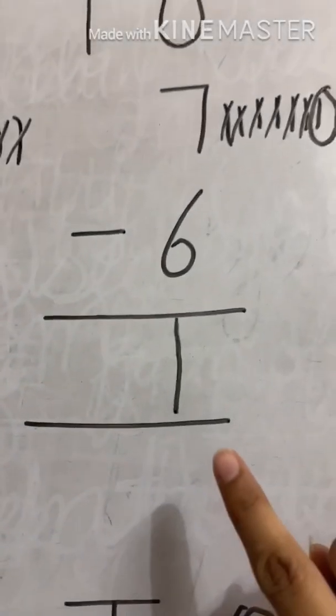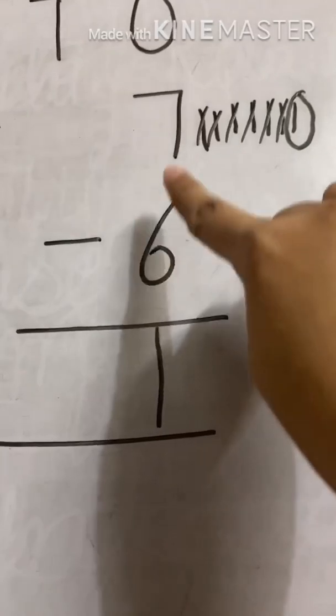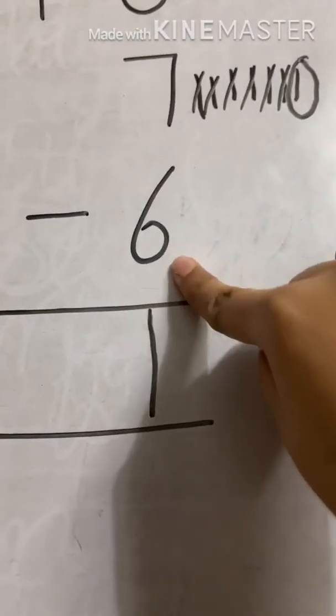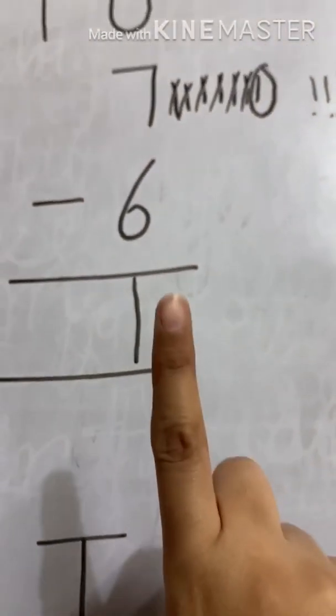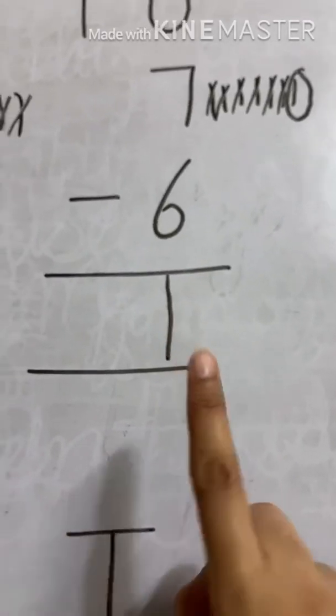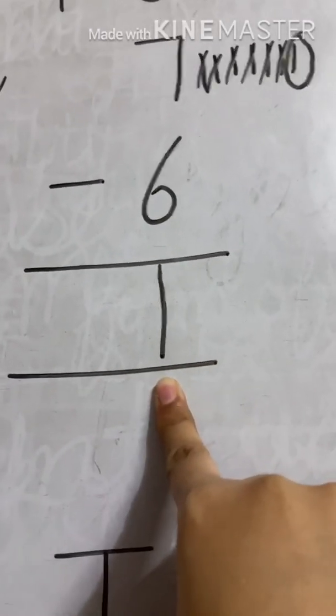Let's learn one more. If I need to reach from 6 to 7, I need to start my counting from 6 to 7. So what comes after 6? 7. And for that one, I have put only 1 finger up. So my answer is 1.